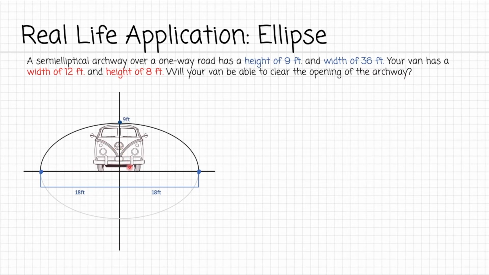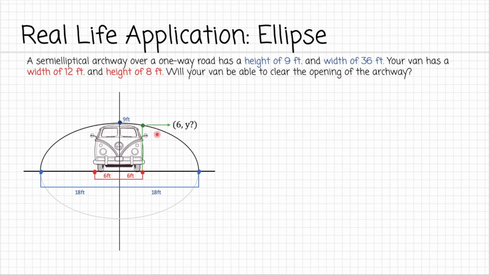The width of the van is 12 feet. But I went ahead and divided it in half from the center as well, so both of these points are 6 feet or 6 units away from the center, still creating a total of 12 feet. Now what we're trying to find in this equation is the height of the semi-elliptical archway 6 feet or units away from the center, which would be this point.